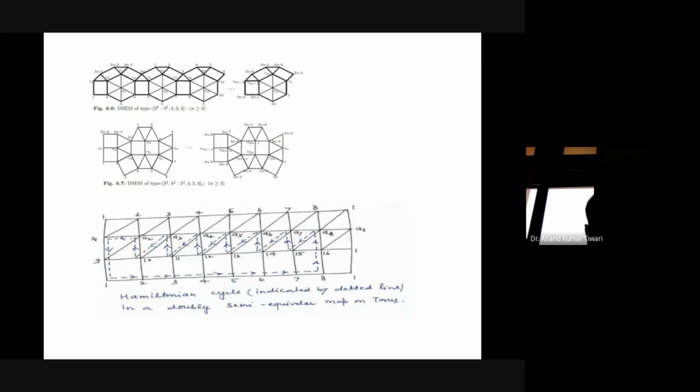For example, this is a doubly semi-clear map on some, I think, 20 or 25 vertices. The dotted line represents a Hamiltonian cycle in this map. So what is a Hamiltonian cycle? It is a cycle which passes through all the vertices of the map exactly once.